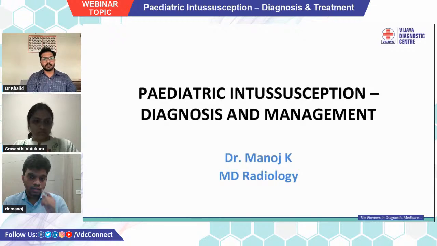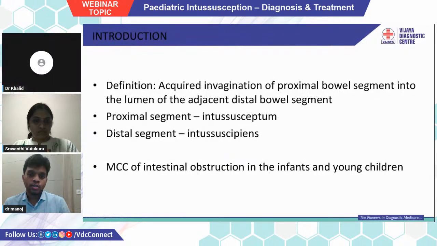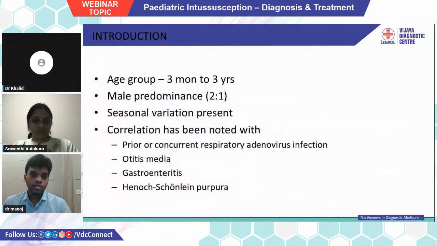I'm Dr. Manoj, discussing diagnosis and management of pediatric intussusception. So, what is intussusception? It is basically an acquired invagination or telescoping of a proximal bowel segment into the lumen of the immediately adjacent distal bowel segment. The proximal bowel segment is called the intussusceptum, and the distal segment is called the intussuscipiens. It is the most common cause of intestinal obstruction in infants and young children.